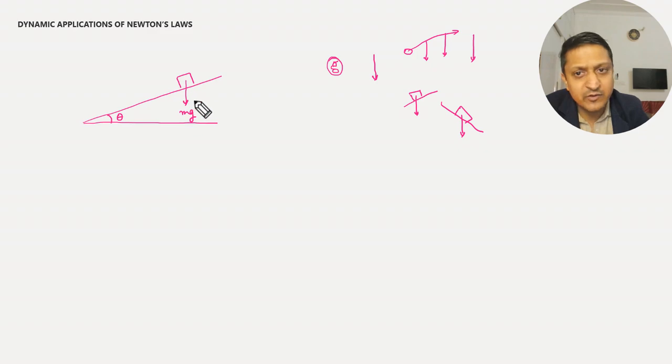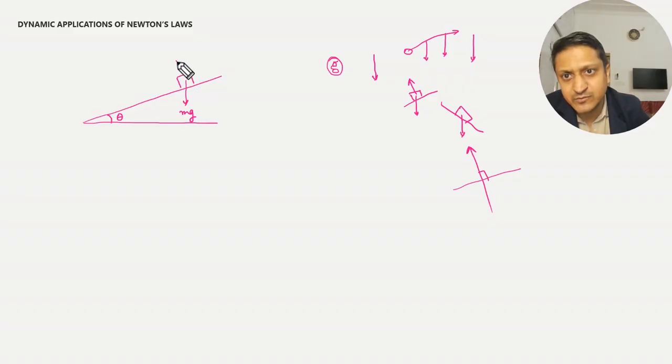Similarly, gravity would be downwards, but there would also be a contact force. The contact force will always be perpendicular to the surface. So if the surface is like this, this will be the perpendicular, so this will be the normal. In this case also, this will be the normal. Along with that, we will need to resolve the forces.